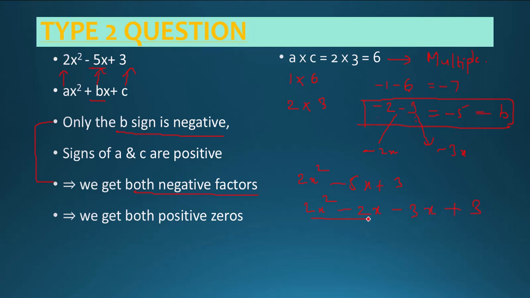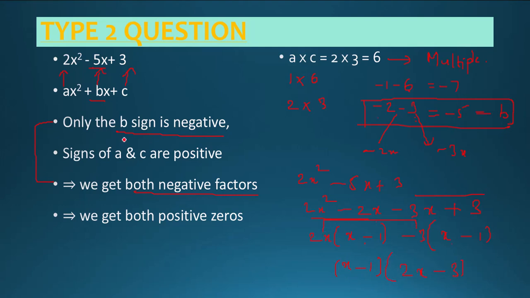Here, in the first two terms, we can take 2x common, so x minus 1 goes inside. Then we can take minus 3 common in the next two terms. If you take minus 3 outside, then x minus 1 goes inside. So x minus 1 is a common factor, and 2x and minus 3 make one more factor.